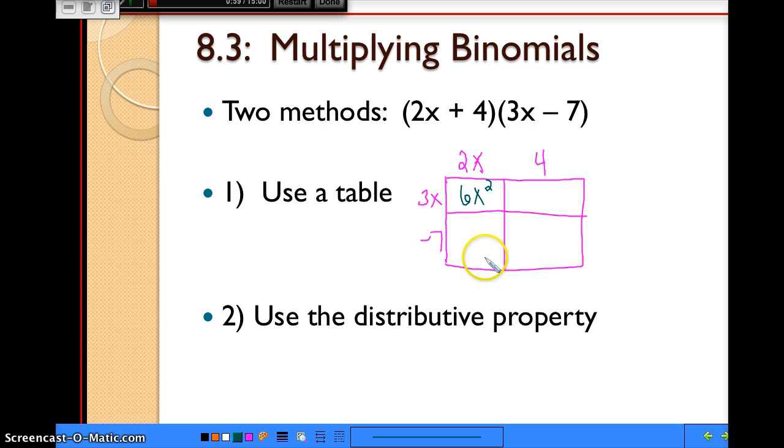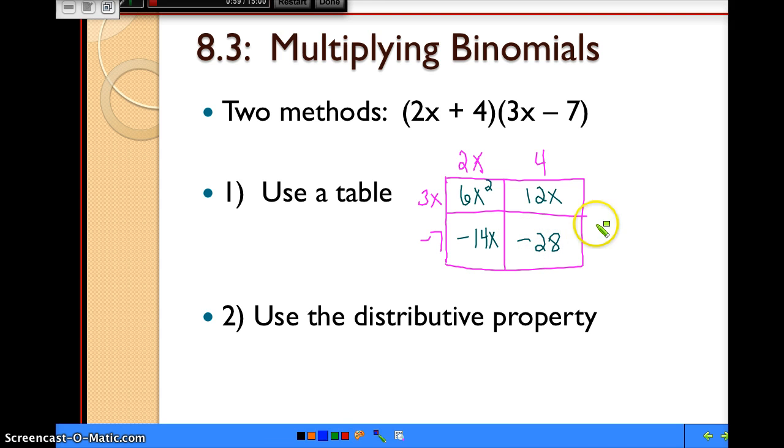Go down to the bottom left rectangle. It's a negative 7 by 2x. So 2x times negative 7 is negative 14x. Top right rectangle is a 3x by 4. Length times width would be 3x times 4, which would be 12x. And then the bottom right rectangle is negative 7 by 4. When you multiply it, you get negative 28.